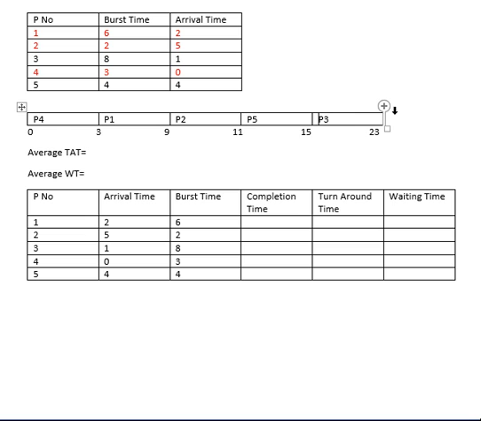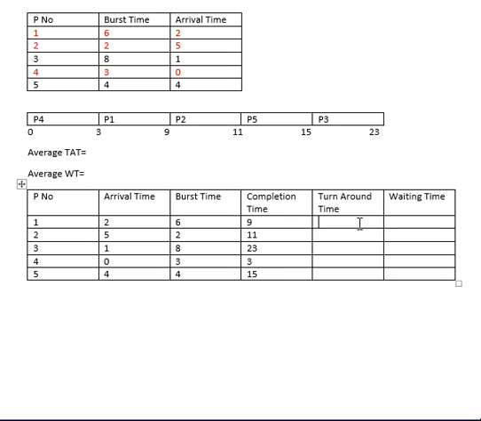Okay, so that's all. So now we have to fill the table. I hope you have understood. So first we have to check the arrival time and then see the burst times. Okay, so once this is done, now I'll fill the completion time. Again, be careful while filling the completion time because processes are not in sequence. So for P1 the completion time is 9. For P2 the completion time is 11. For P3 the completion time is 23. For P4 the completion time is 3. And for P5 the completion time is 15.